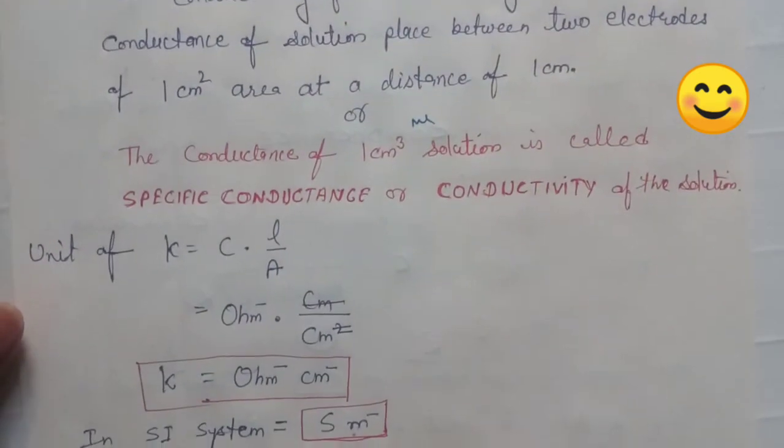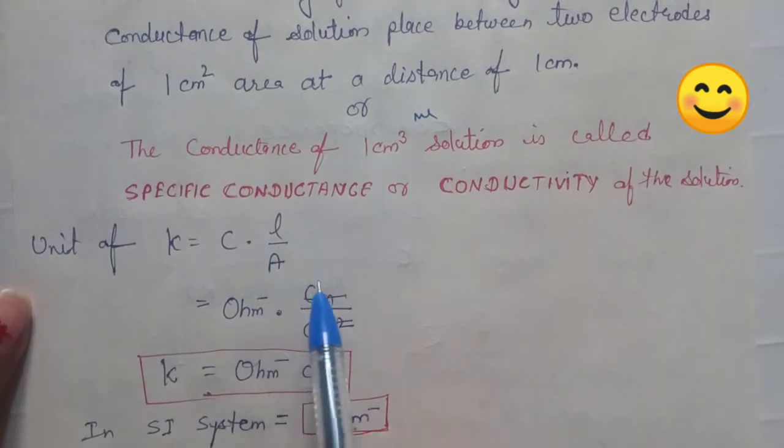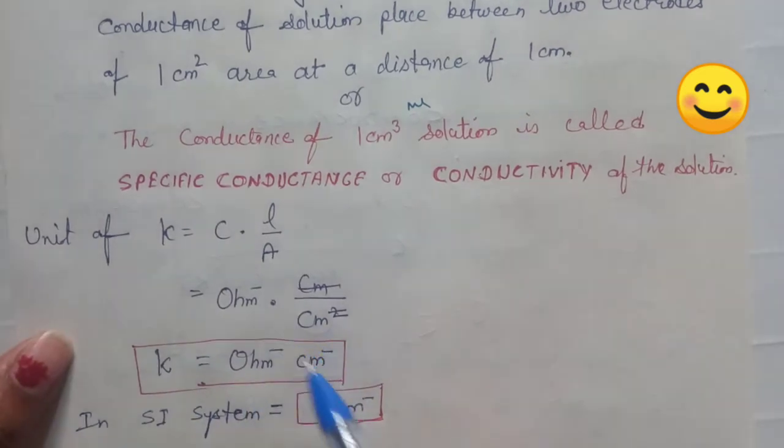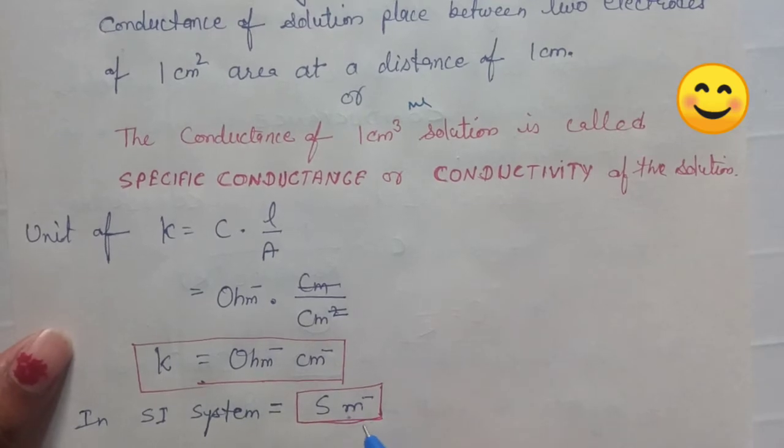Okay, now see the unit of kappa. Kappa is equal to C into L upon A. C means ohm inverse, L is centimeter, A is centimeter square. Centimeter is cancelled by the 1 centimeter. So the kappa will be equal to ohm inverse centimeter inverse, or in SI system ohm inverse is replaced by the S and centimeter inverse is replaced by the meter inverse. So the unit is Siemens meter inverse.